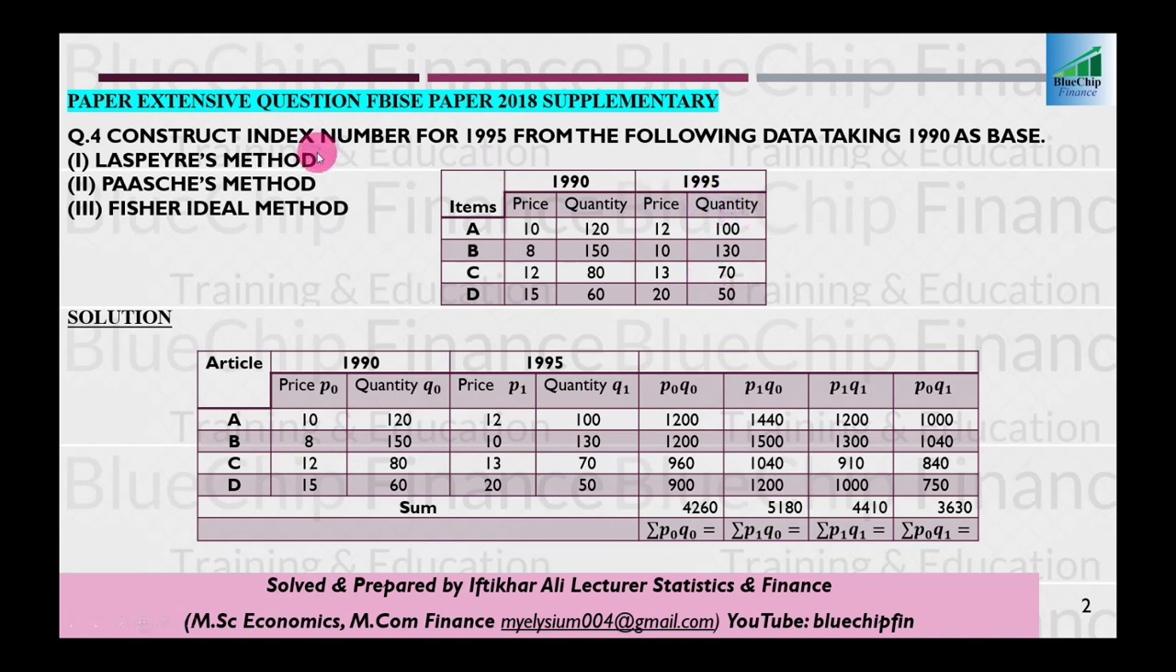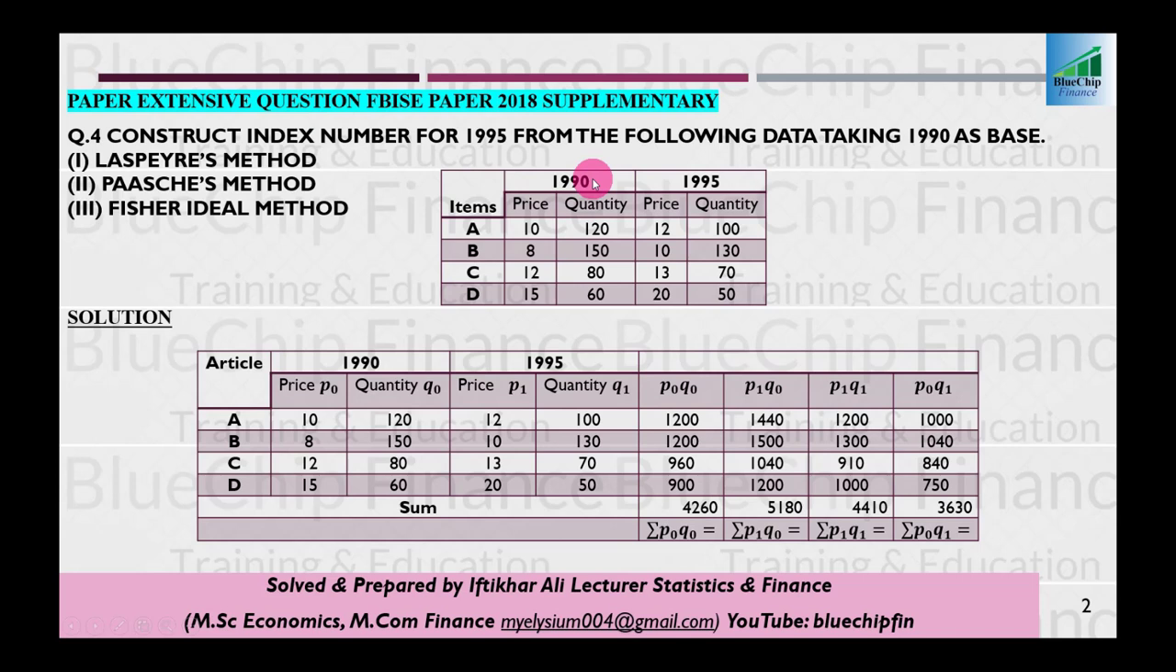Laspeyres का जो formula है वो है sum of P1 Q naught divided by sum of P naught Q naught. After that, Paasche method is equal to sum of P1 Q1 divided by sum of P naught Q1. And Fisher is just the geometric mean of Laspeyres and Paasche methods. So there are two methods: one is called Laspeyres and the other one is called Paasche method.